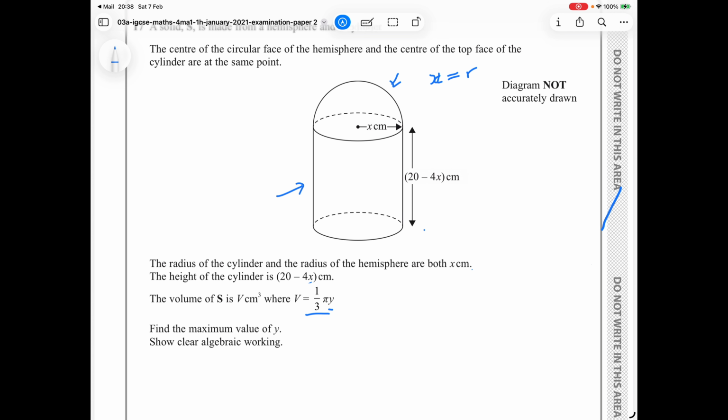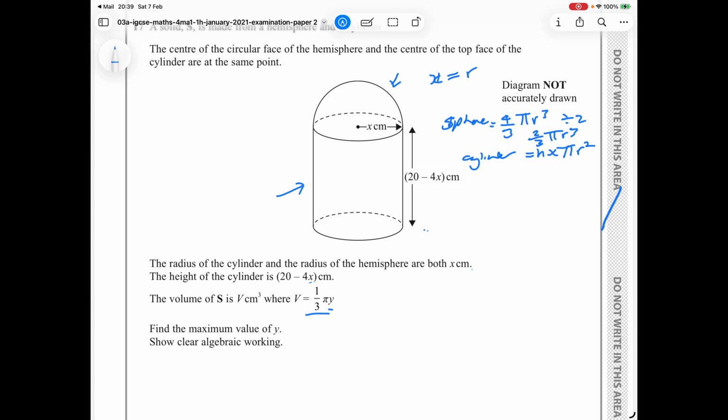So the volume of a sphere is 4/3 pi r cubed, and the volume of a cylinder is height times pi r squared. But this is a hemisphere, so let's just halve that, and we get 2/3 pi r cubed. Now let's put in the bits that we know.